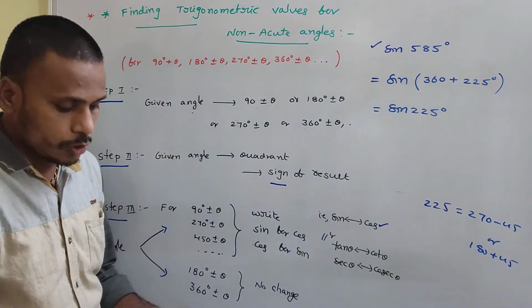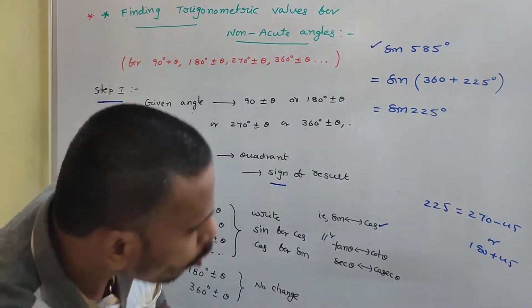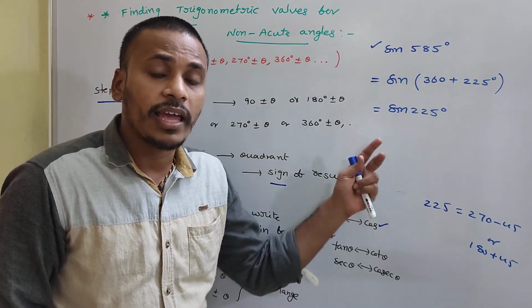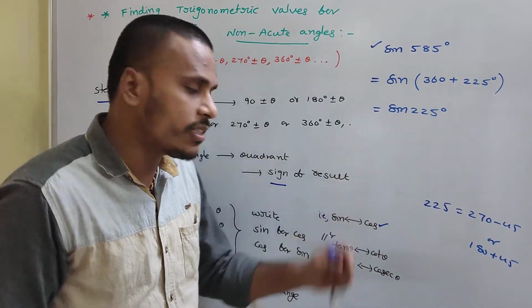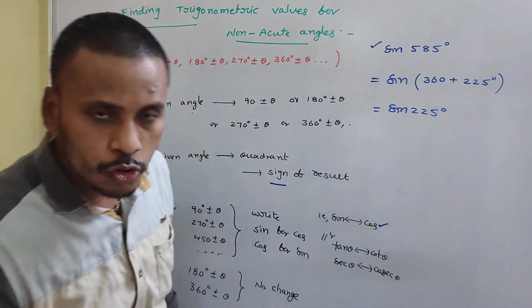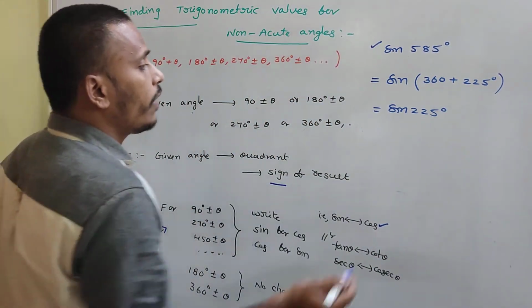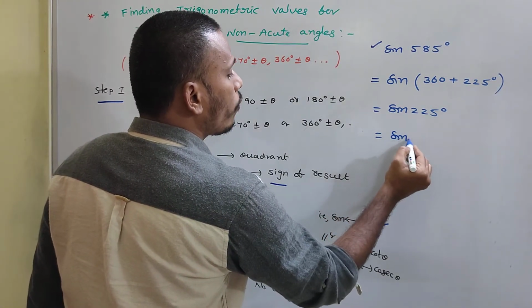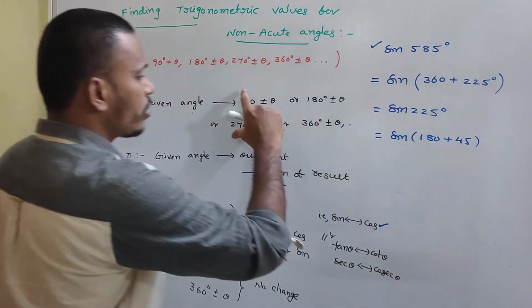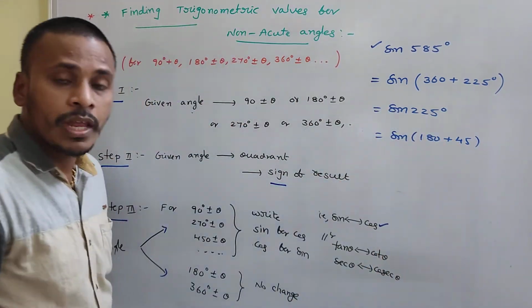You all have two options. You just go with any one method, that's enough. For a previous problem, I gave you two methods, but now one is enough. I am choosing 180 plus 45. Usually I choose even multiples of 90. And that's why this is equal to sine of 180 degrees plus 45. This is step 1. Step 1 is over. Now step 2.